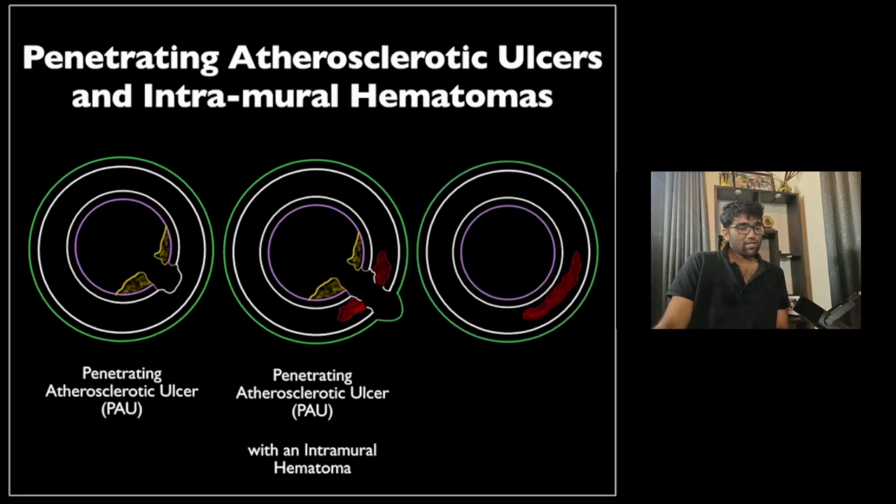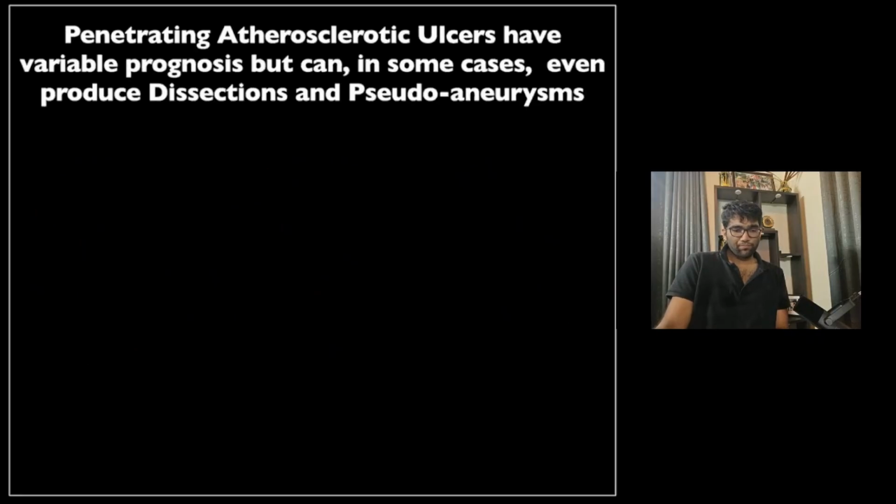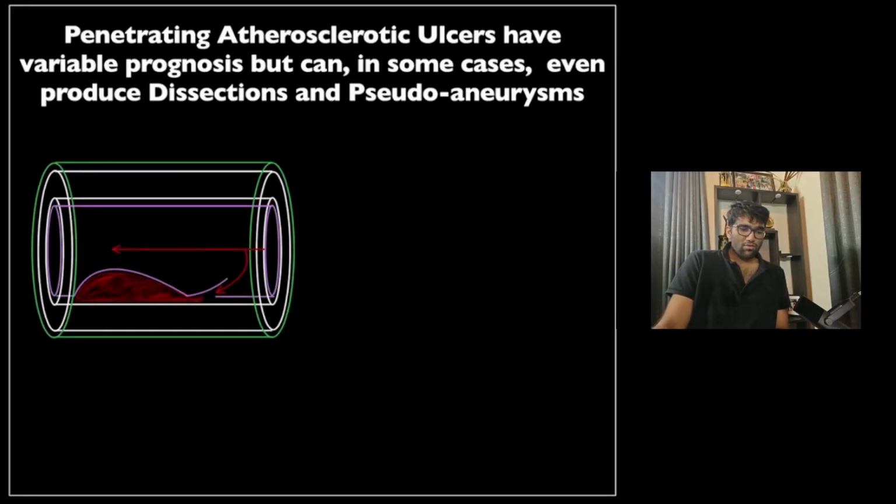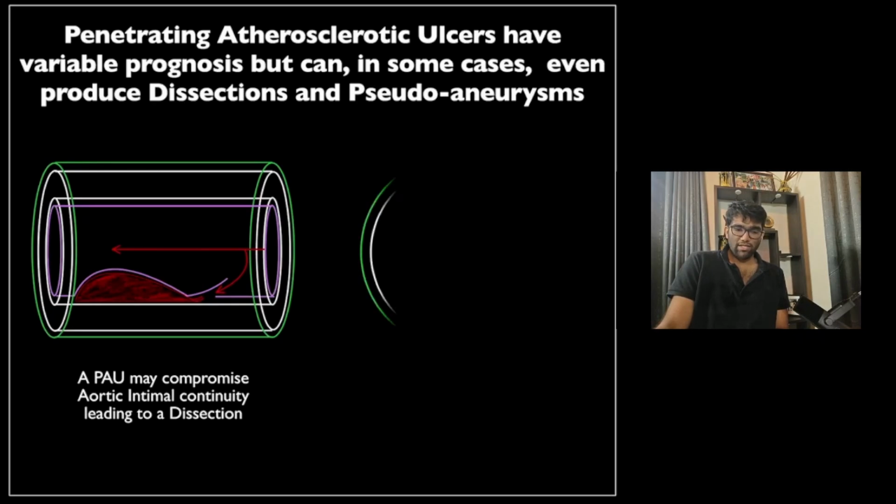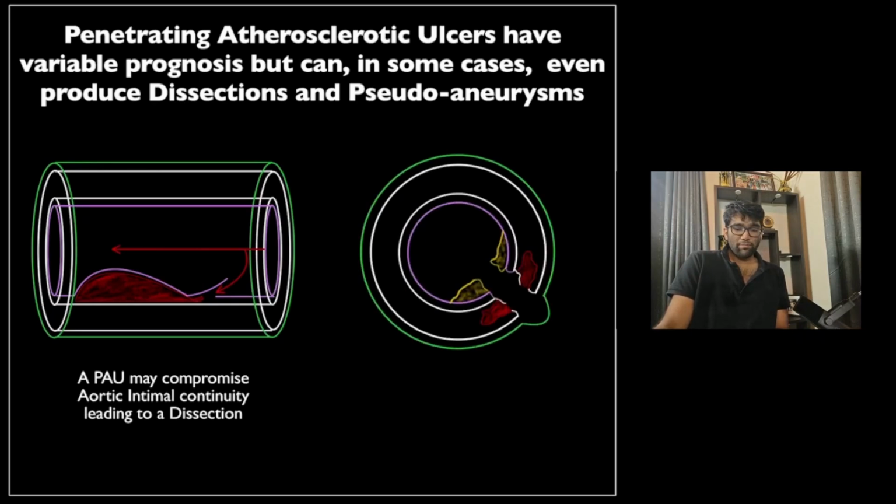And then we can have isolated intramural hematomas. This is usually due to rupture of a vasa vasorum, that is the blood vessels that supply the media of the aorta. Now, penetrating atherosclerotic ulcers have a variable prognosis, but can in some cases even produce dissections and pseudoaneurysms. So a PAU may compromise aortic intimal, that is endothelial, continuity, leading to a dissection, and it may extend so deep that it extends underneath the adventitia, as you can see with the outpouching here, resulting in a pseudoaneurysm.